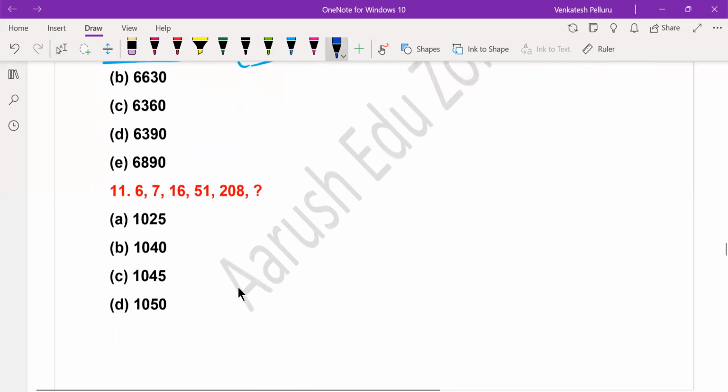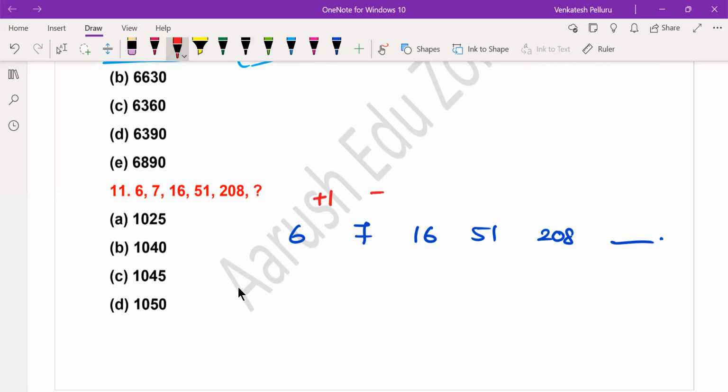Question number 11. These questions are slightly typical. As we move on, we will be going to slightly difficult problems. So 6, 7, then 16, and then I'm having 51, and then I'm having 208, and then finally I have to find out what is the question mark, right? So if you look at 6 and 7, obviously there is a chance for multiplication, but you should know how it should be done. So suppose if I consider it to be addition, then you will come to know it is not proper addition. Plus 1, then I'm adding 9, 16 plus 5 is 21, so it is 35.